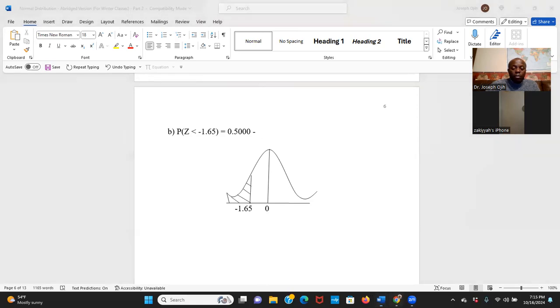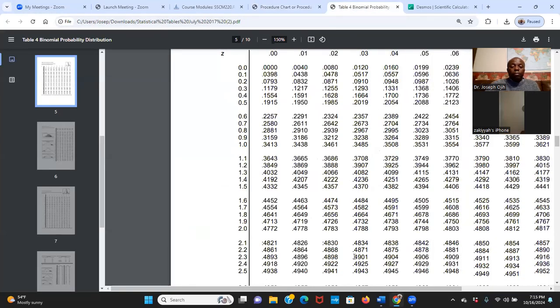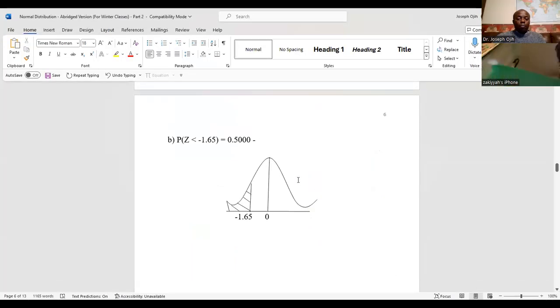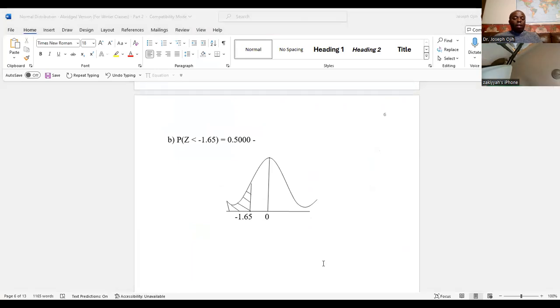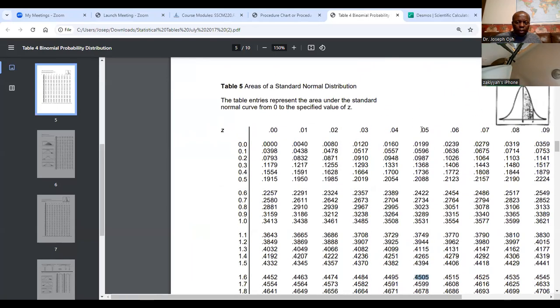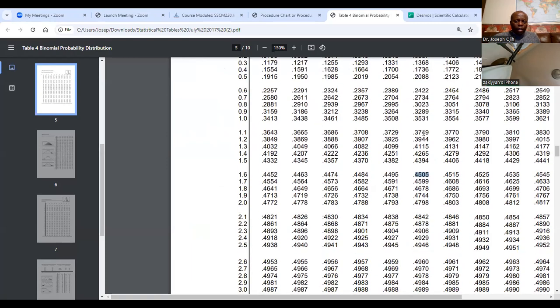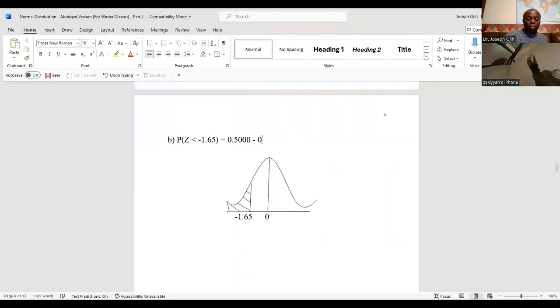1.65, and when you go to the table, we're looking for 1.65. Okay, that's it. 1.6 under 5. See 1.6 right here, but you gotta go under 5. So 1.6 under 5 is 0.4505. And it says to subtract it from 0.5. Okay, 0.5 minus 0.4505.